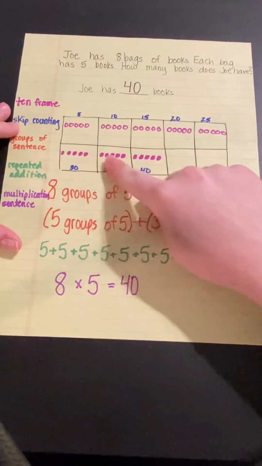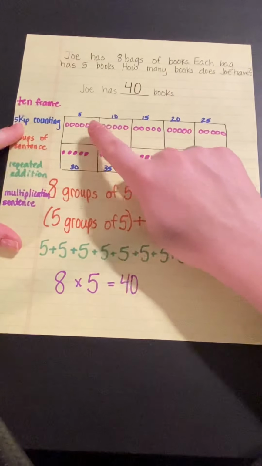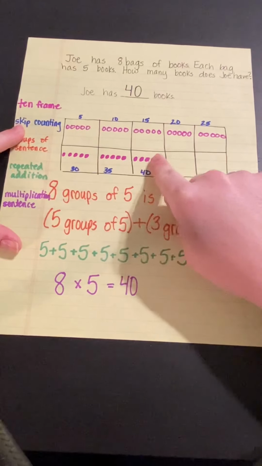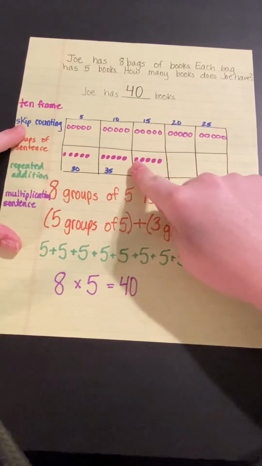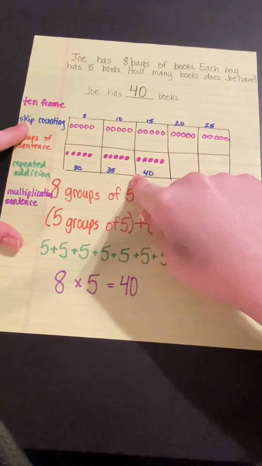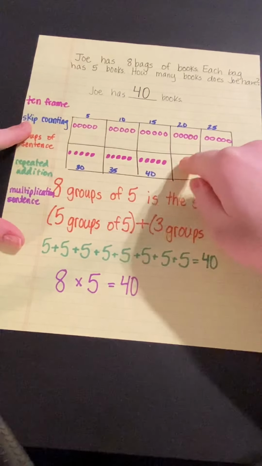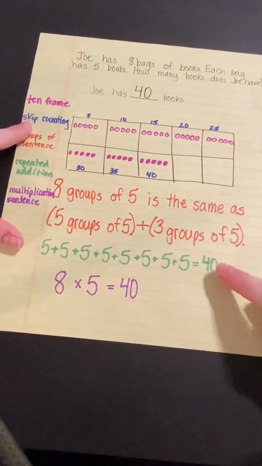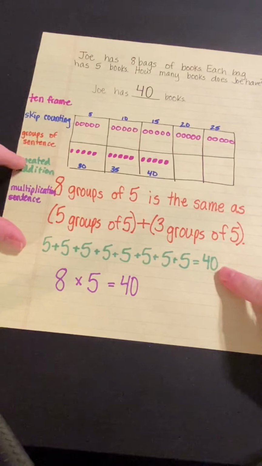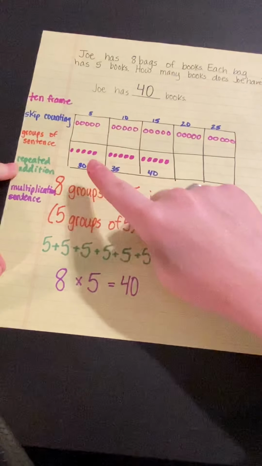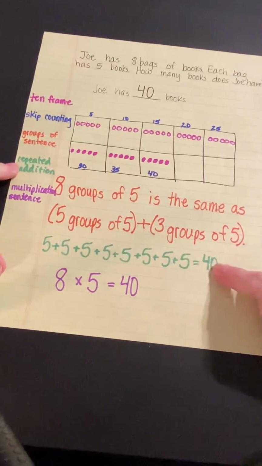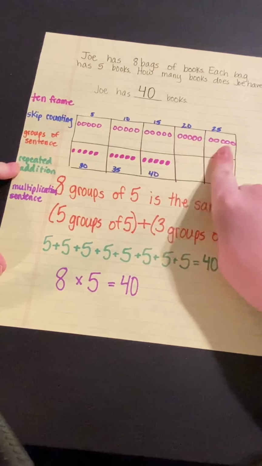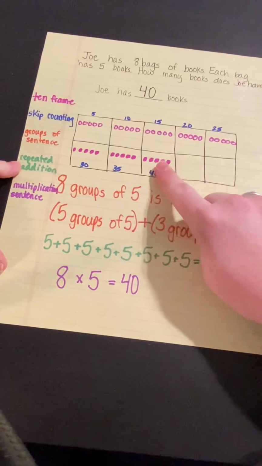With my sketch, I included skip counting, and I have counted by the number of items in my group. So this problem had 5 in each bag, so I have counted by 5. If my problem was counting by 2 or 10, then my skip counting would change here. Next, I have my repeated addition sentence. So this is helping me remember that multiplication is repeated addition. So I have 5 plus 5 plus 5 plus 5 plus 5 plus 5 plus 5 plus 5.